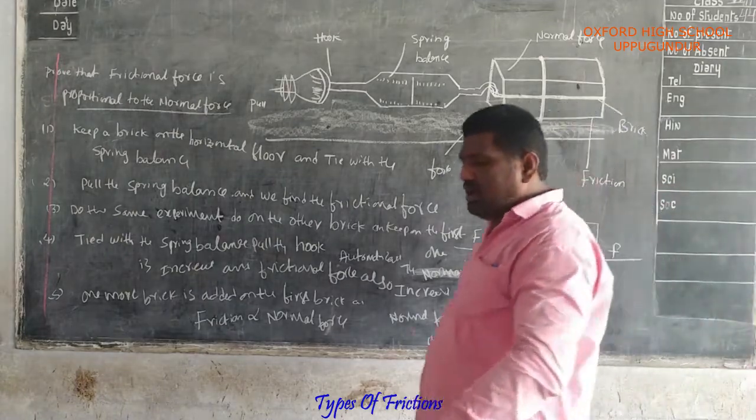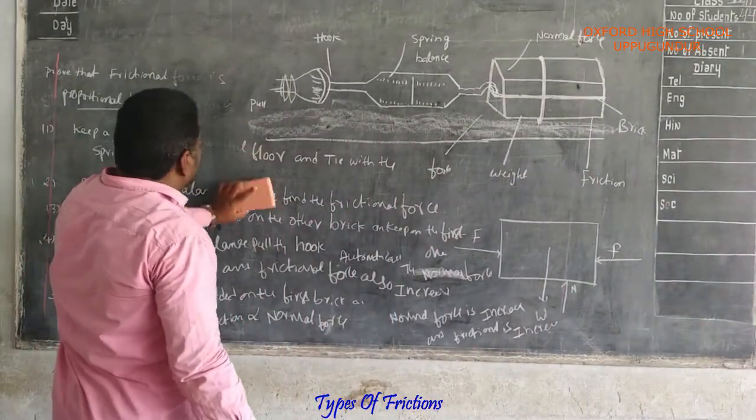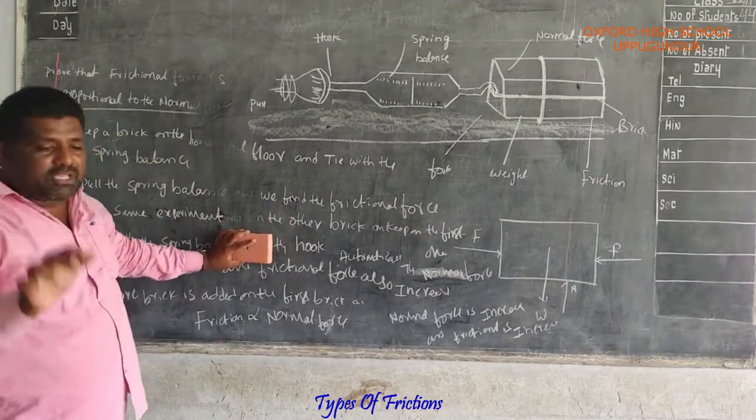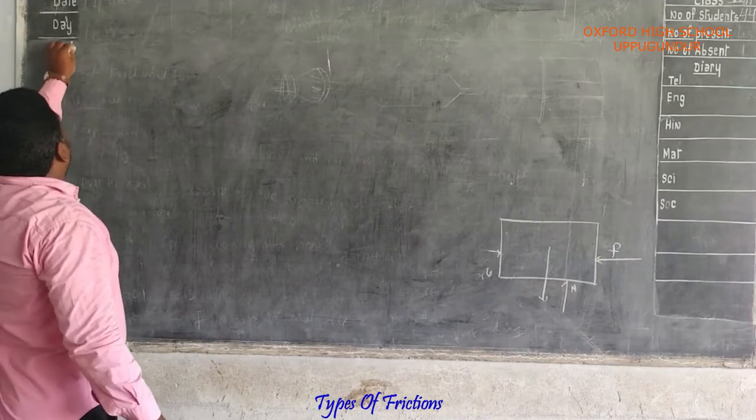Next we do one more activity: we take a book. This book is kept on the surface of the table. Activity number 2.